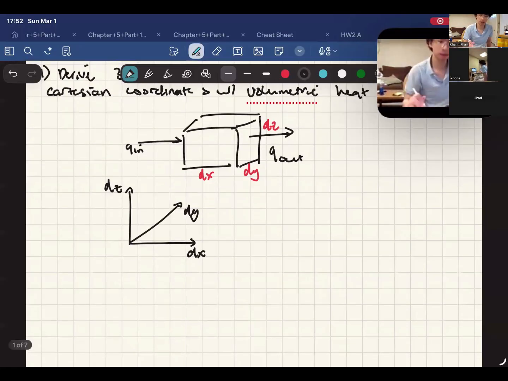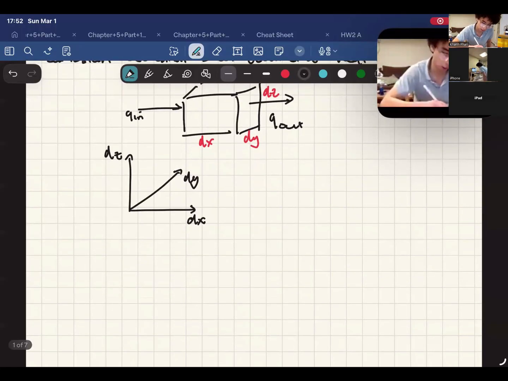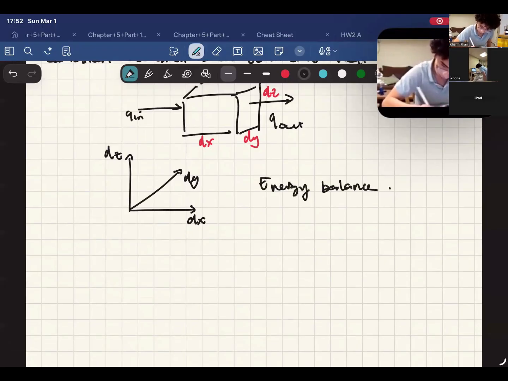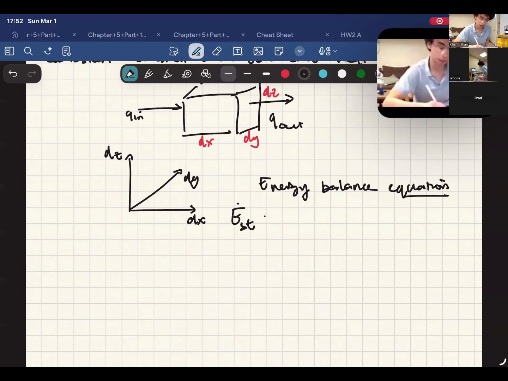So first, I'm going to write out the energy balance equation. To find the heat storage, I'm just going to write E_st. Heat storage is equal to heat generation plus total heat flux.